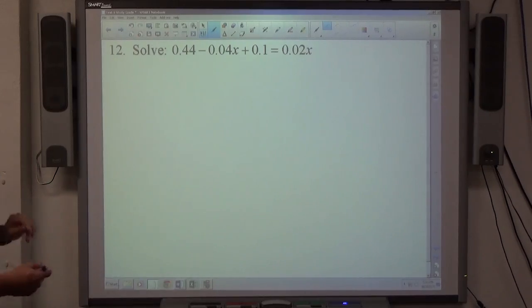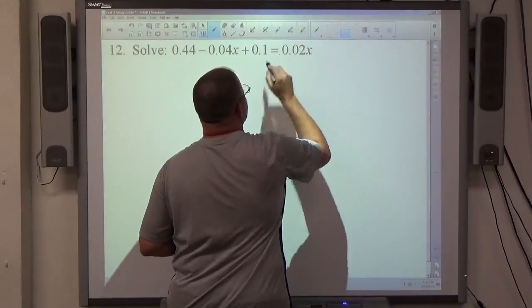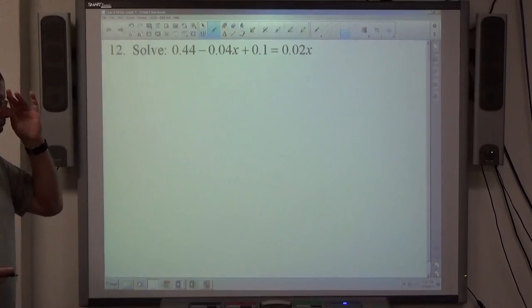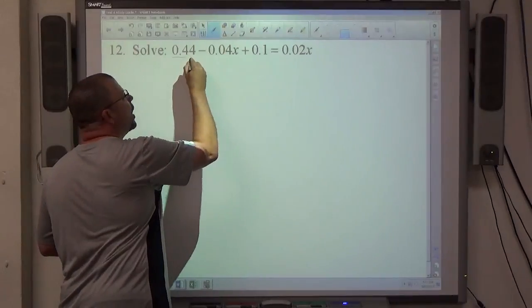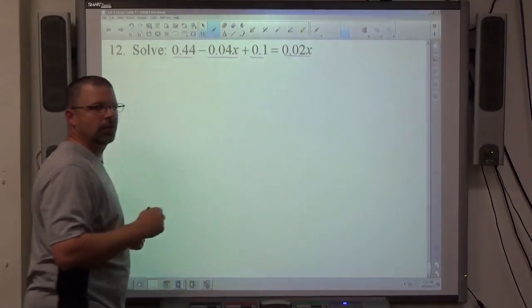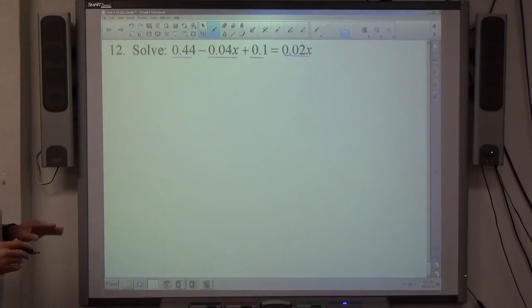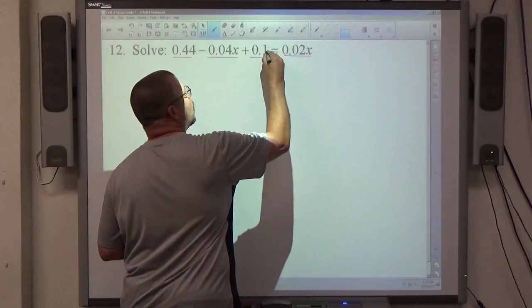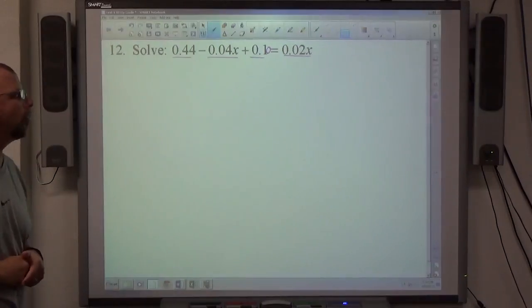Solving a decimal problem. Decimal equation. Again, it's an equation, so getting rid of decimals is legal. 2 decimal places, 2 decimal places, 1 decimal place, 2 decimal places. Okay, I want everything to have the same number of decimal places. I'm going to stick an extra 0 on here, so now that has 2 decimal places also.